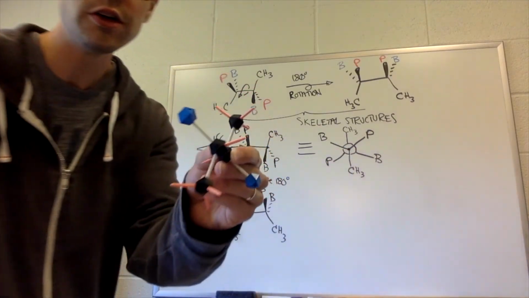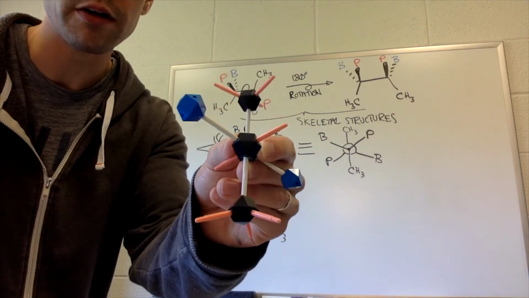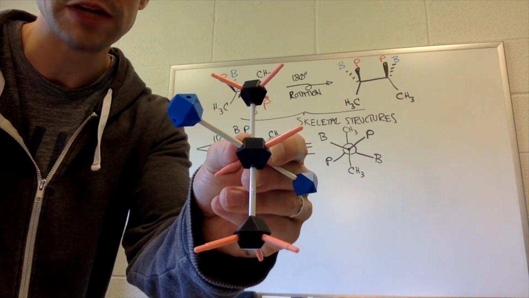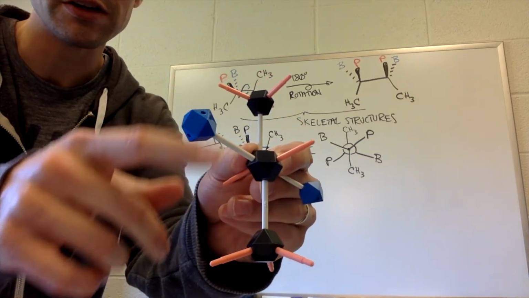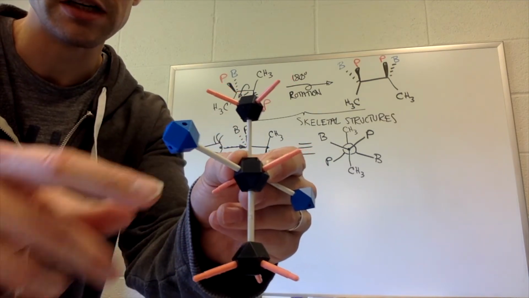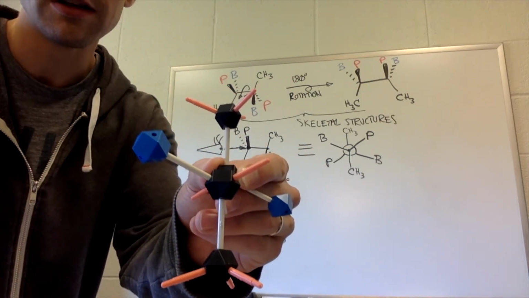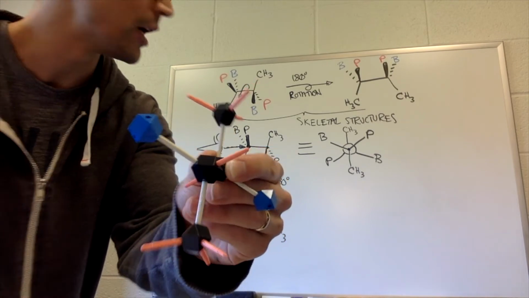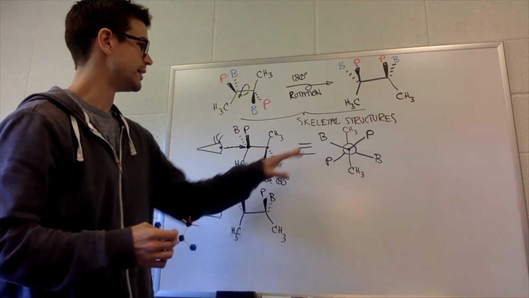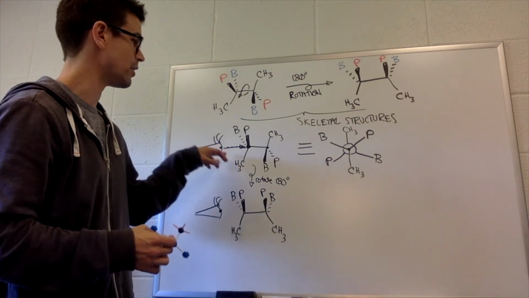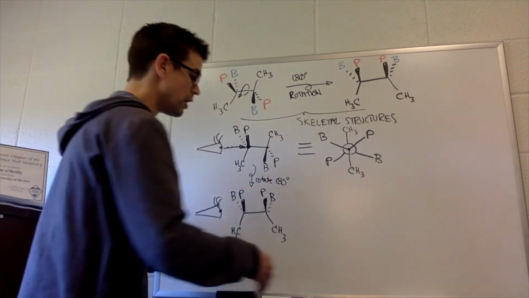So what you should really do is, now that I'm holding this model where you can see what the Newman projection would look like, you should pause it and make sure that you can understand that the actual molecule looks like what you would expect from the Newman projection that is on the board here. So this is a Newman projection of this skeletal conformation.